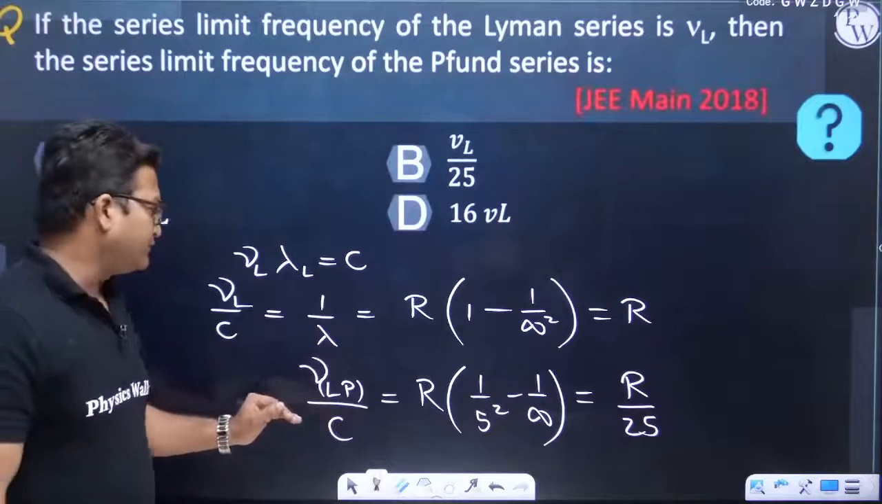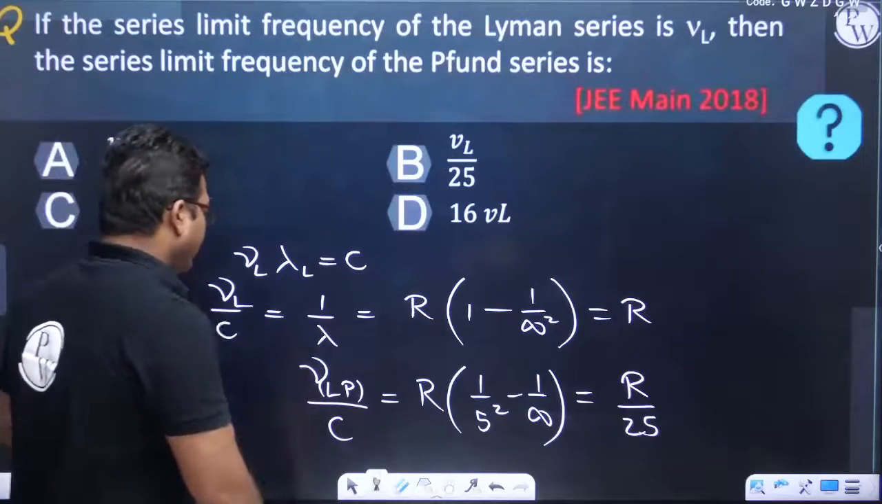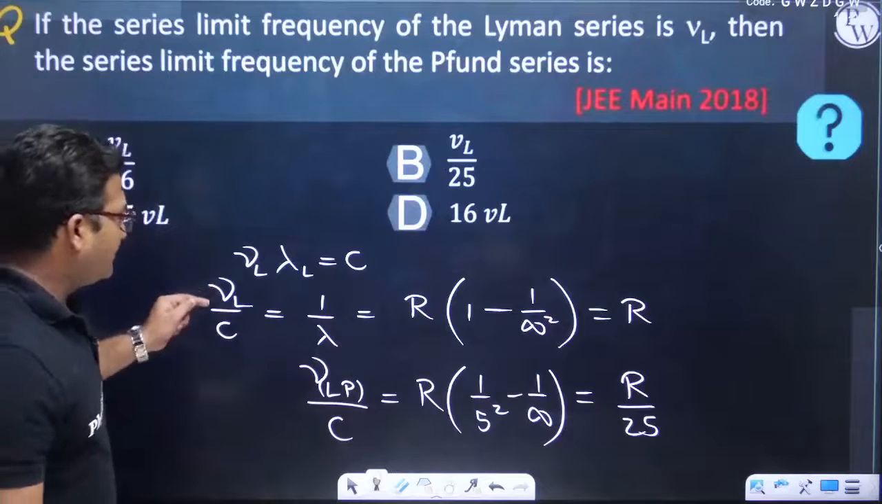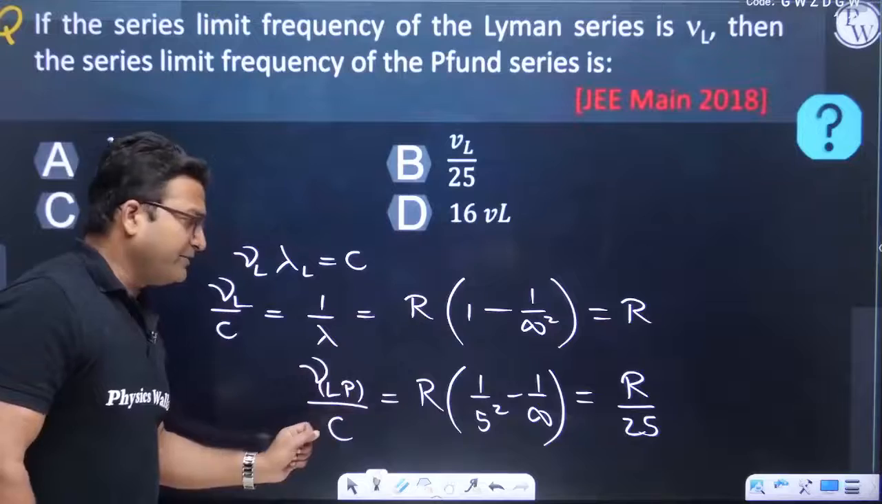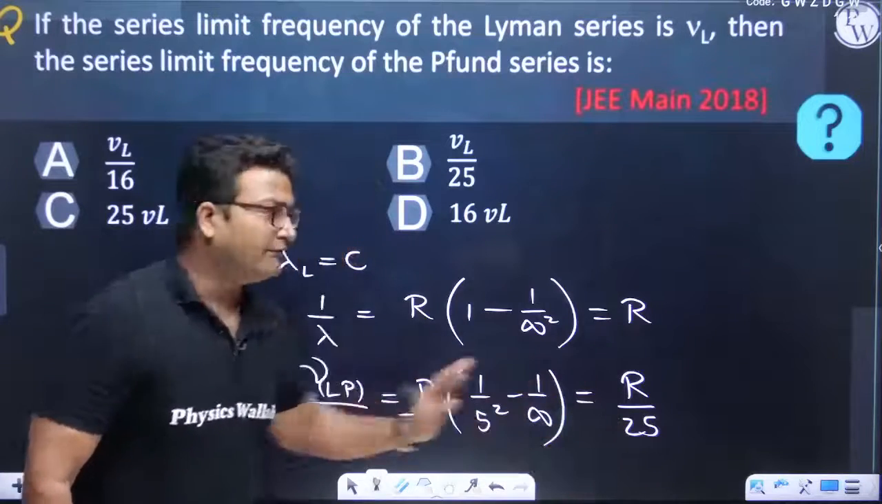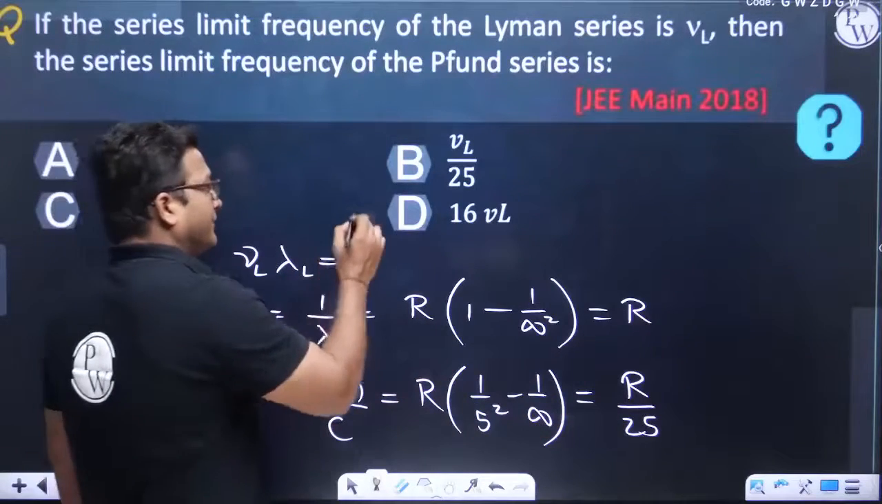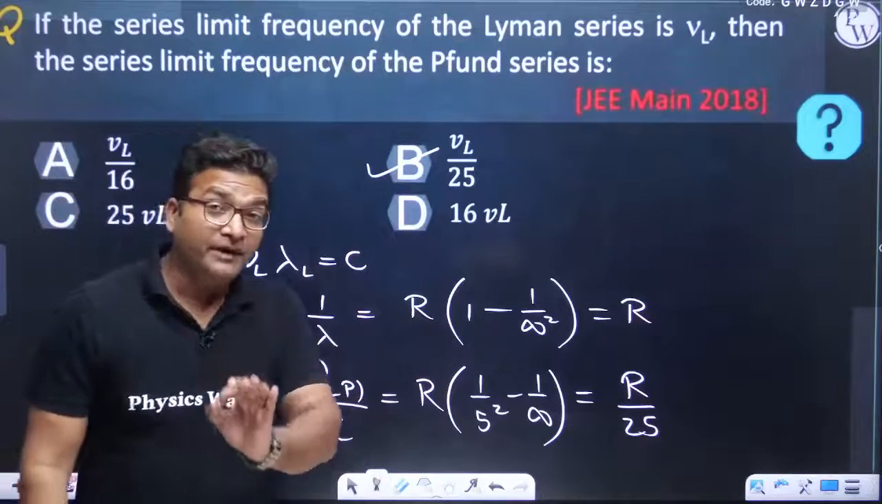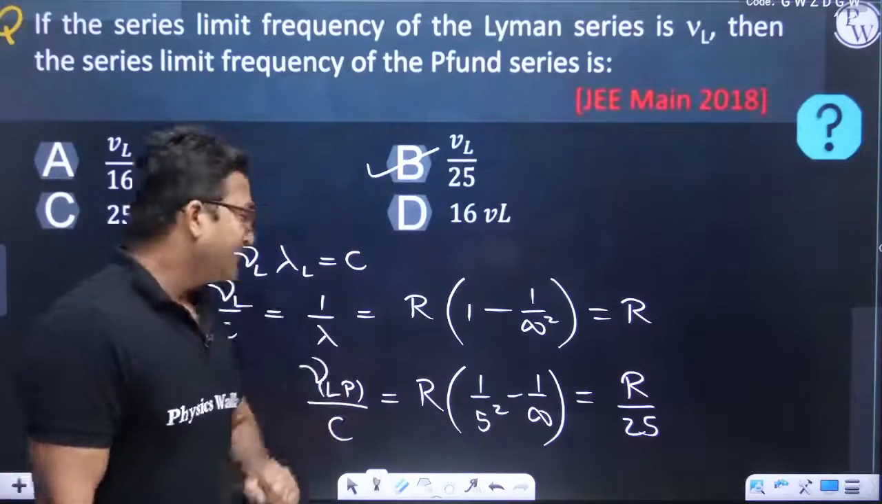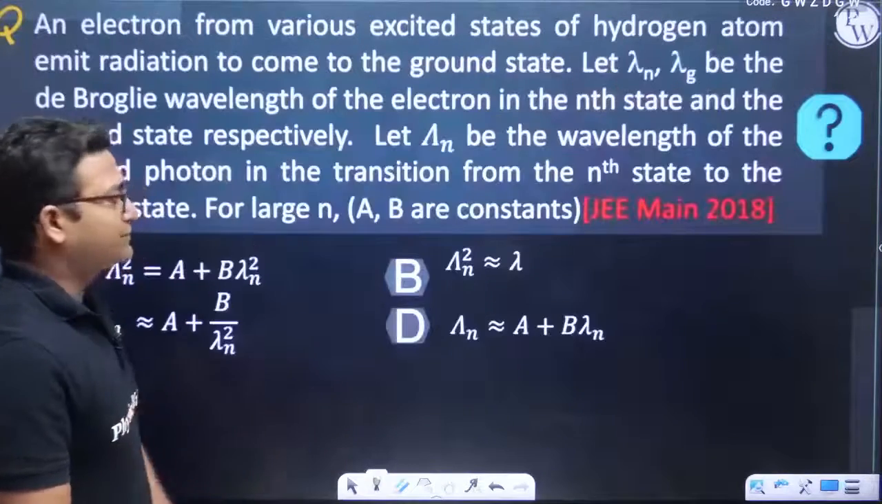If you divide these two relations, means you have first nu L by C equals to R, and then you have nu L Pfund divided by C equals to R by 25. Divide these two and you get the required frequency as nu L divided by 25. So B is your correct choice. Okay. Let us move to the next question.